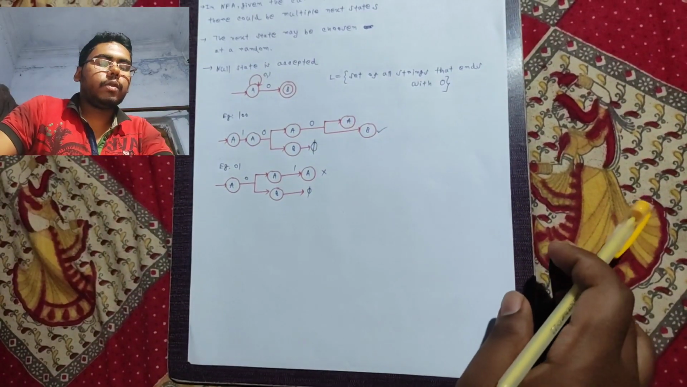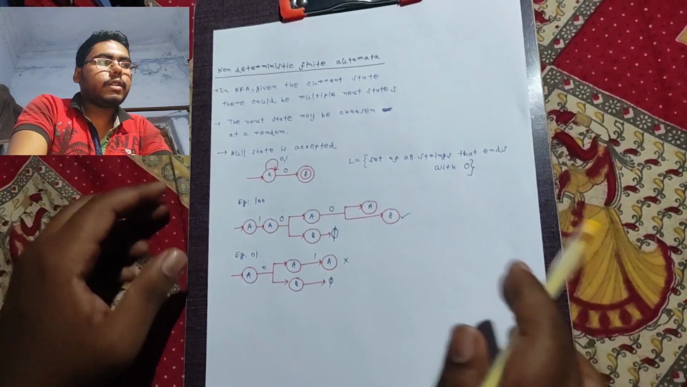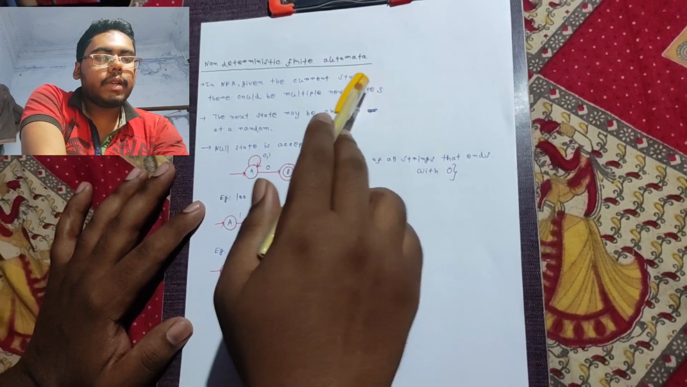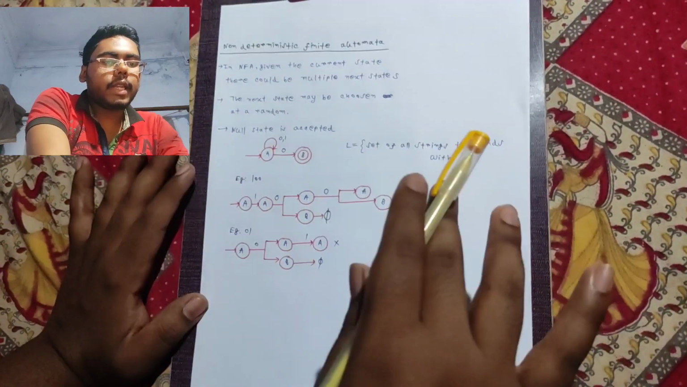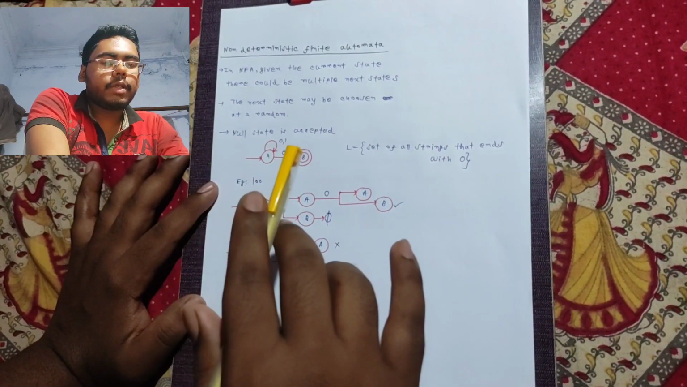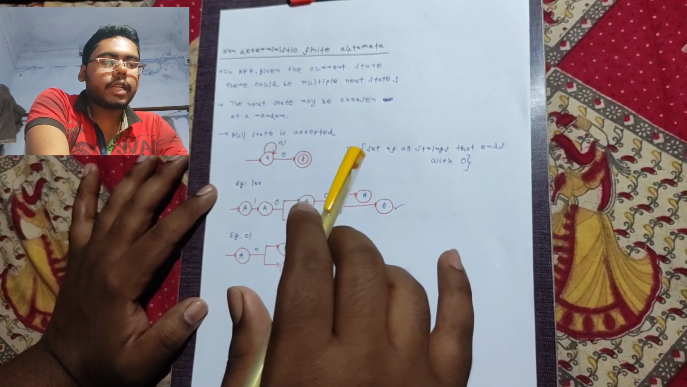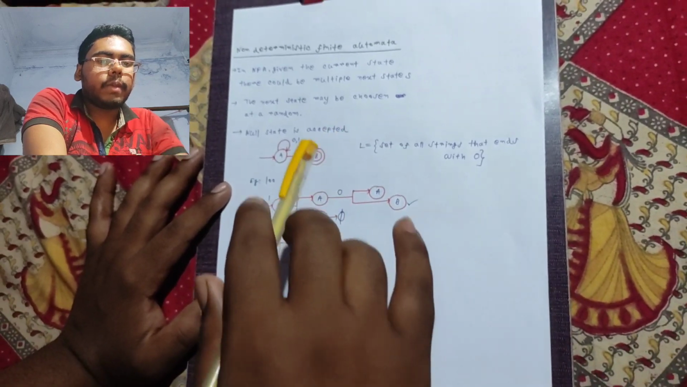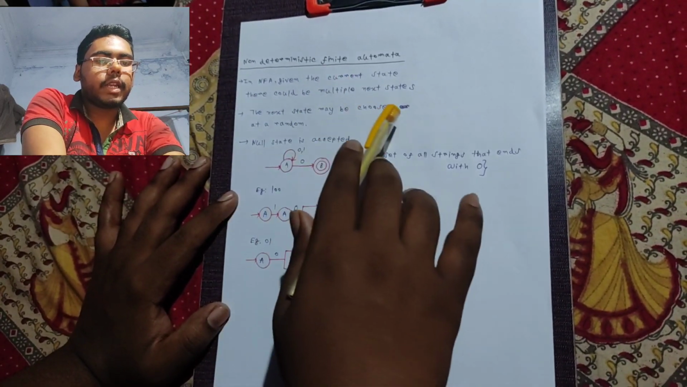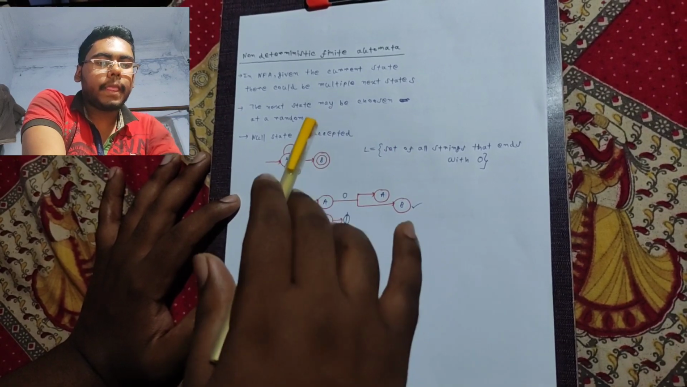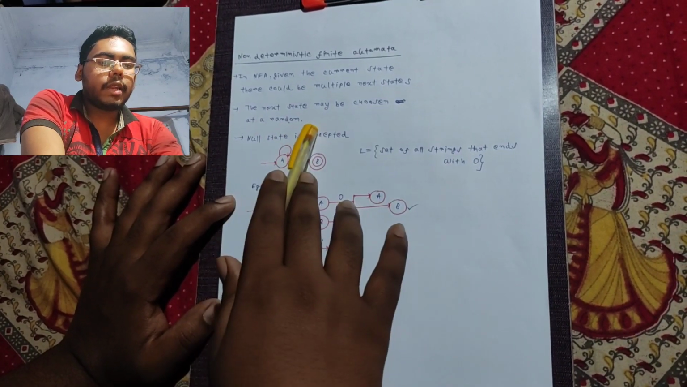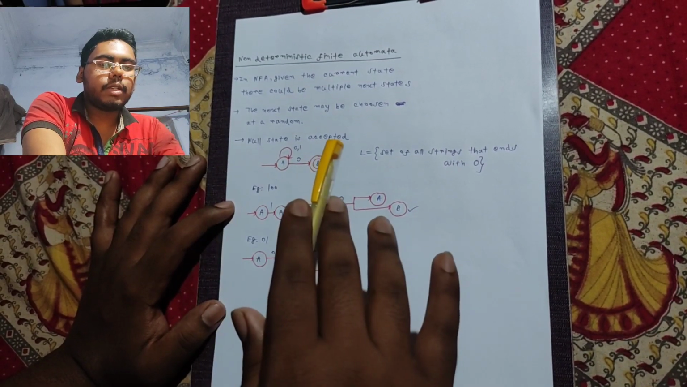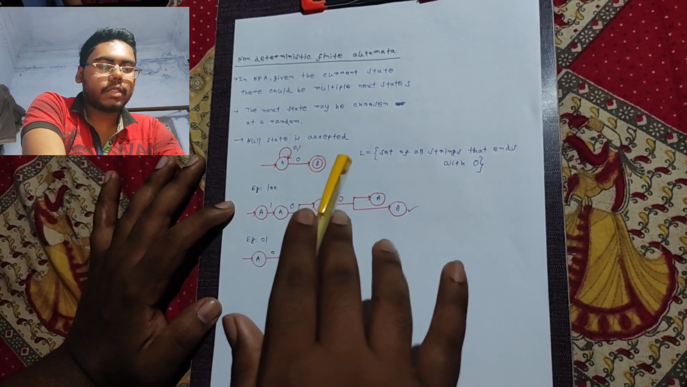Now we will know about non-deterministic finite automata. In non-deterministic finite automata, for a given current state, there could be multiple next states. In deterministic finite automata, the next state is already determined; there is only one next state. But in non-deterministic finite automata, there can be multiple next states. The next states may be chosen at random, and here the null state is accepted. But in deterministic finite automata, the null state was not accepted.